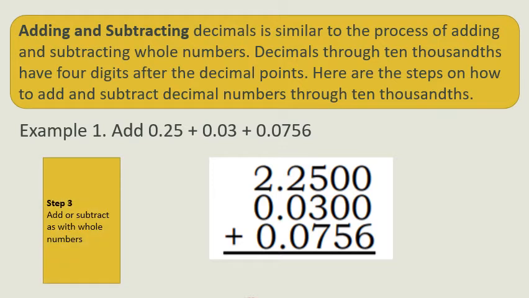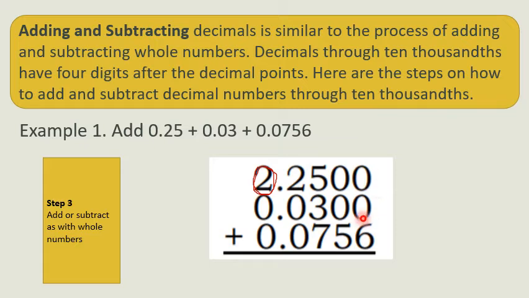Baguhin ko uli ito. Ito ay 0. Okay, so the third step is to add or subtract as with whole numbers. Para lang tayo add or subtract ng whole number. Ganun lang. Ano bang sinisimula natin pag nag-a-add tayo ng whole number? Dito tayo magsisimula sa kanan.